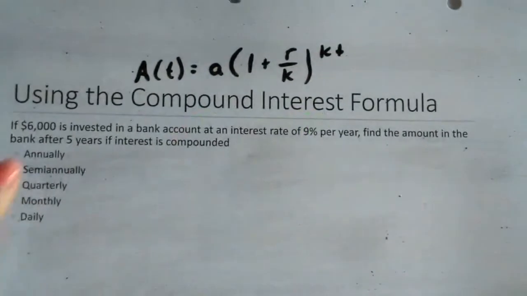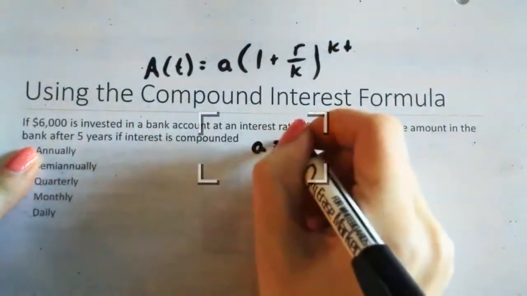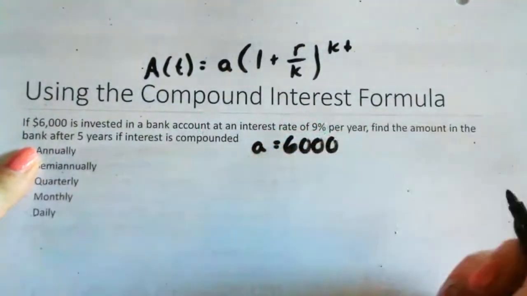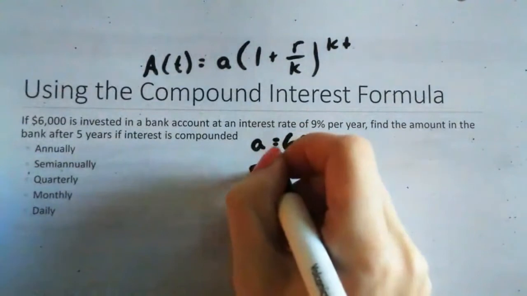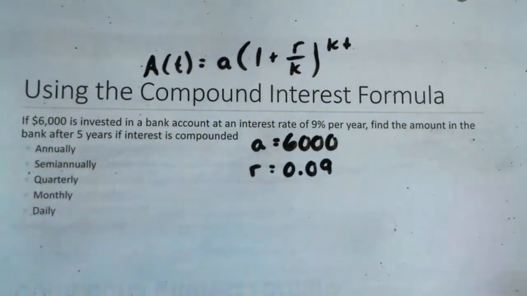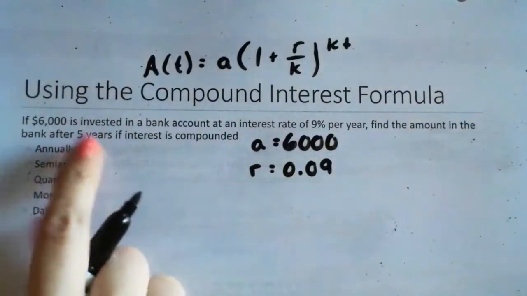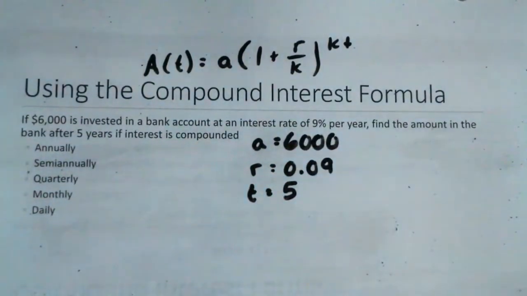They're giving us $6,000 in the beginning. That's our lowercase a value. They're telling us that our interest rate is 9% per year. And 9% we write as a decimal as 0.09. We want to find the amount after 5 years. So we'll have t equals 5. And then in each of these cases, we're going to have a different k value.